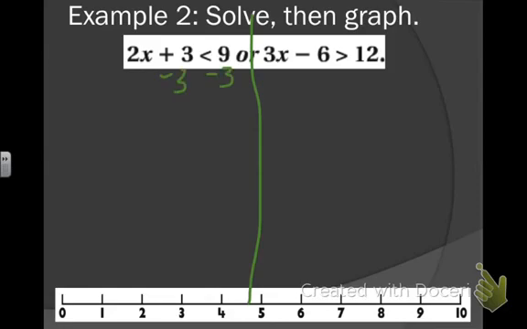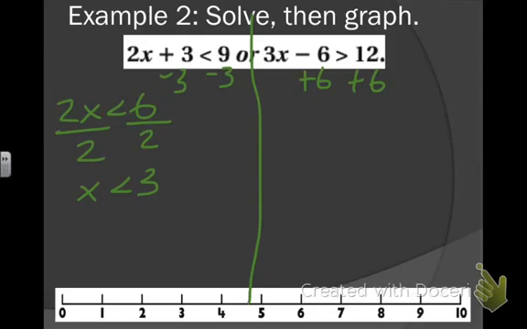So over here, to get x by itself, I'm going to subtract 3 first. I'm left with 2x is less than 6. Then divide both sides by 2, and x is less than 3. Then over here, I'm going to add 6 to both sides. So 3x is greater than 18. Divide both sides by 3, and x is greater than 6.